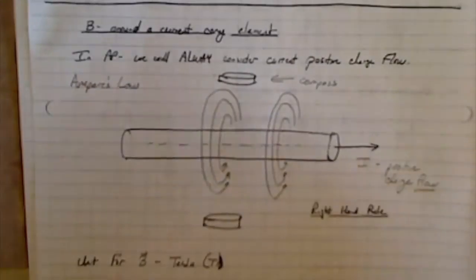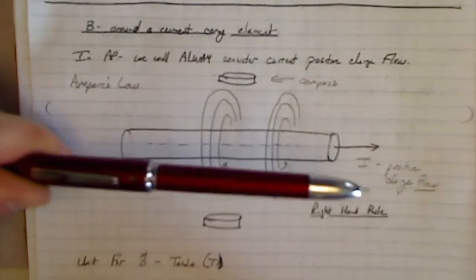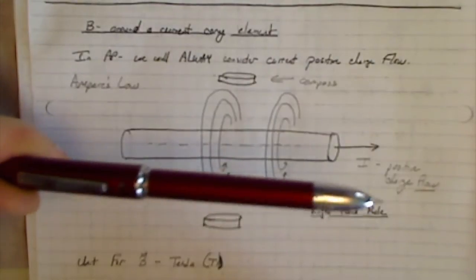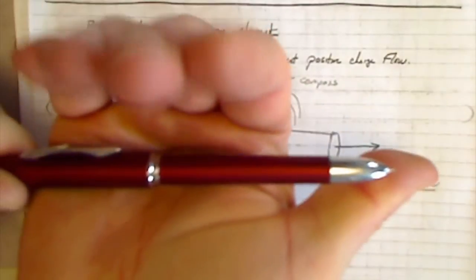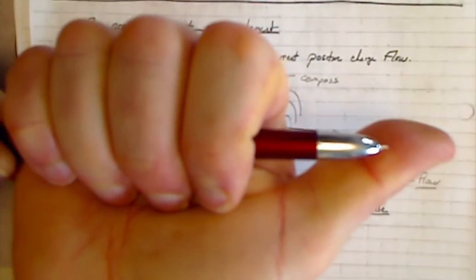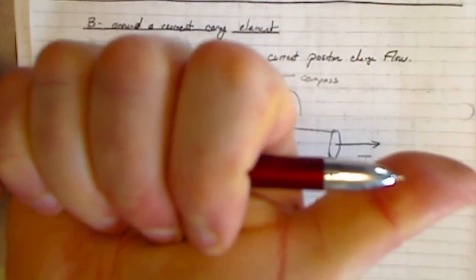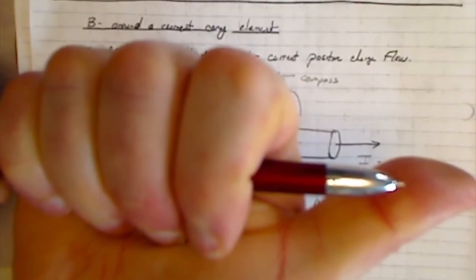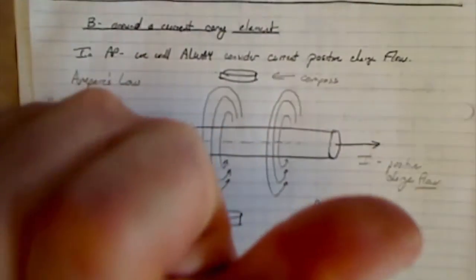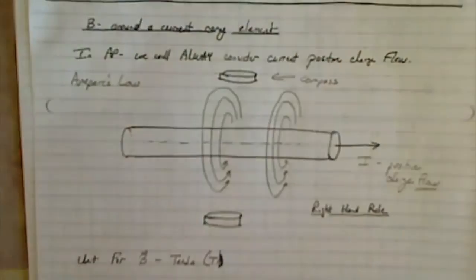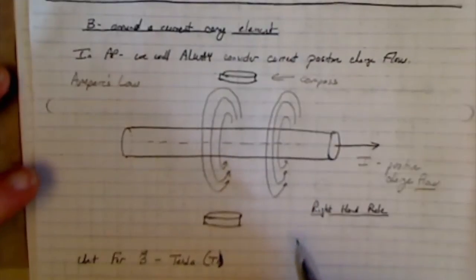A lot of times I'll take a pen and hold it in my hand with the tip of the pen pointing in the direction that the current's flowing. I'll wrap my fingers around, and my fingertips aim in the direction that the magnetic field goes around the wire, which means it's coming out of the page above the wire and into the page below the wire, which is exactly what we drew here.